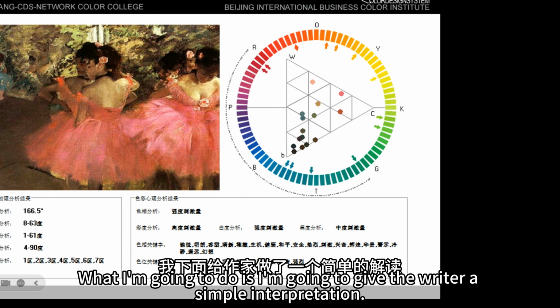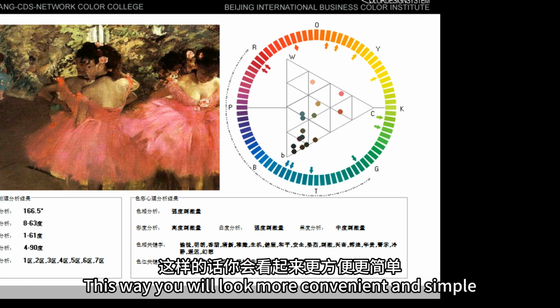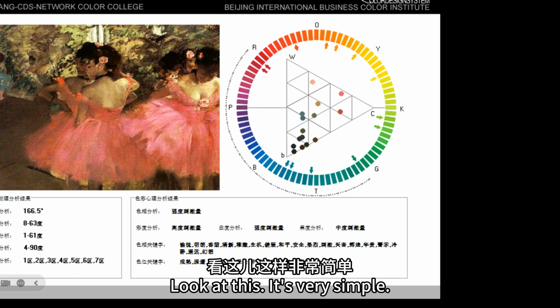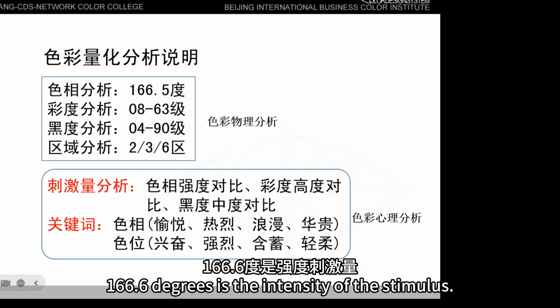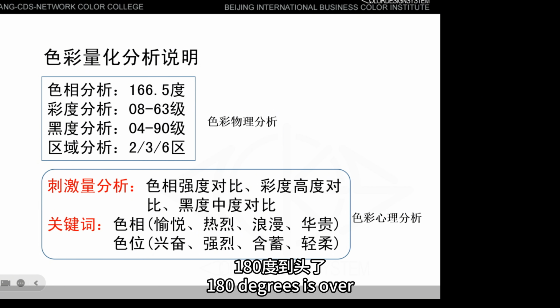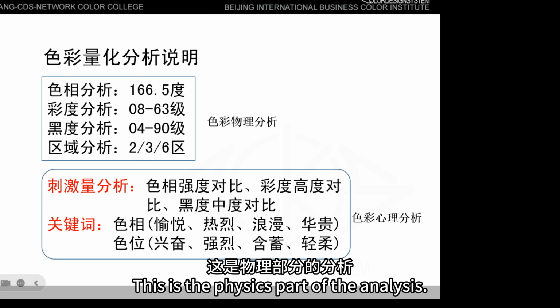So you may find it abstract. What I'm going to do is give the writer a simple interpretation, so it looks more convenient and simple. Look at this. It's very simple. Hue quantitative analysis description, hue analysis: 166.6 degrees is the intensity of the stimulus. 180 degrees is the maximum. He is at 166 degrees, which is very high. This is the physics part of the analysis.